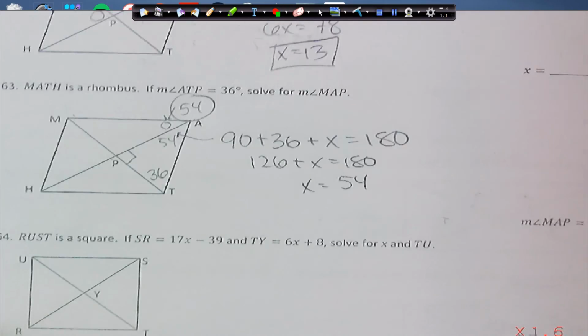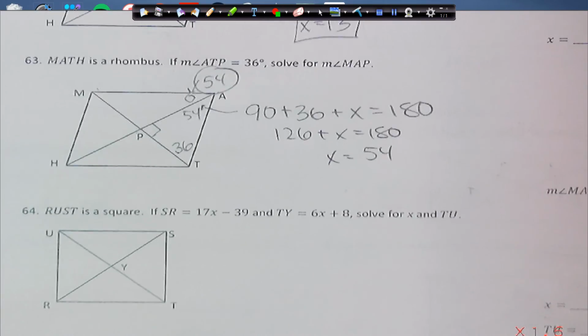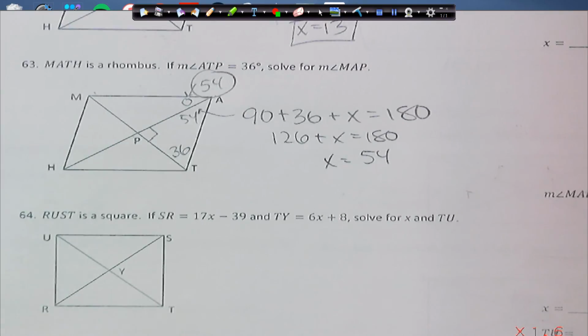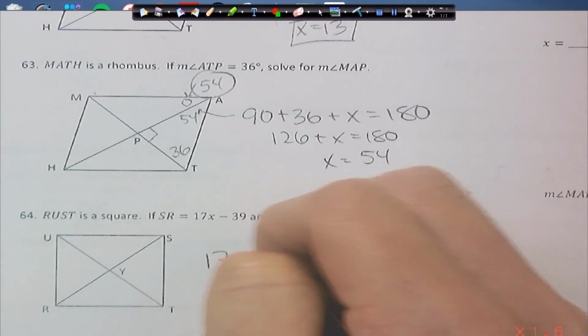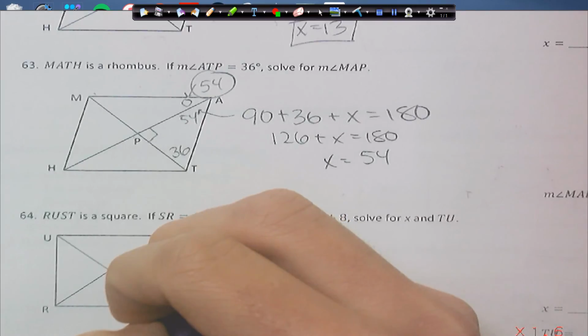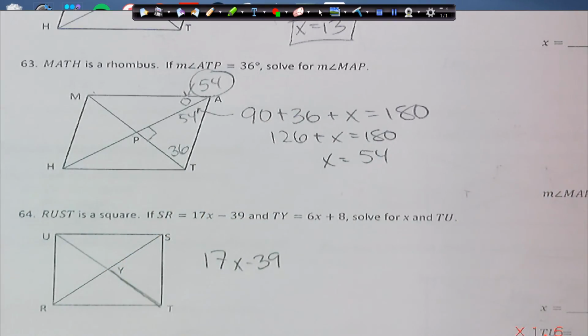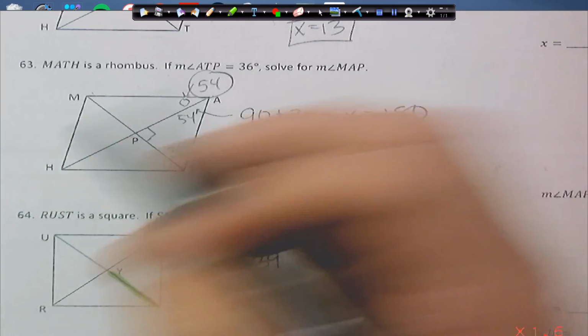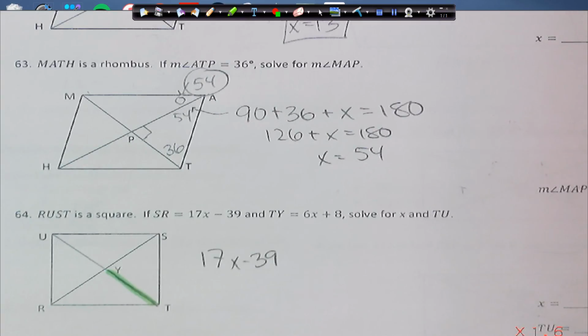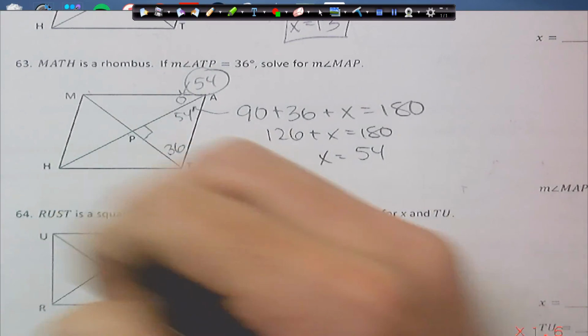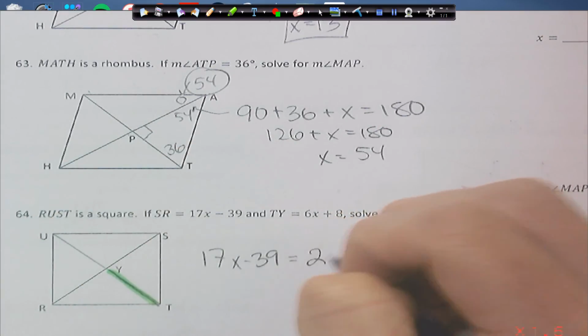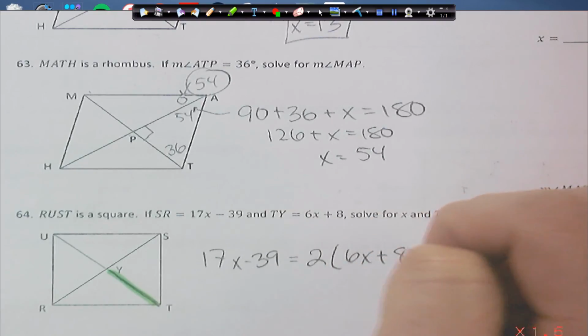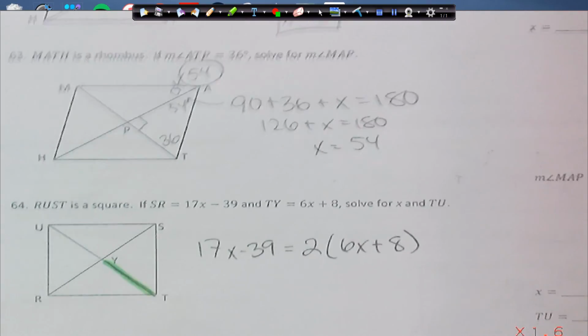Alright, last problem, real math problem here. SR is 17x minus 39. TY, notice TY is only half of it, okay? TY only comes up halfway, versus SR is the whole thing. So TY and SR are not going to be congruent, but TU would be congruent. So if I double TY, then they're congruent. So we can solve this problem.